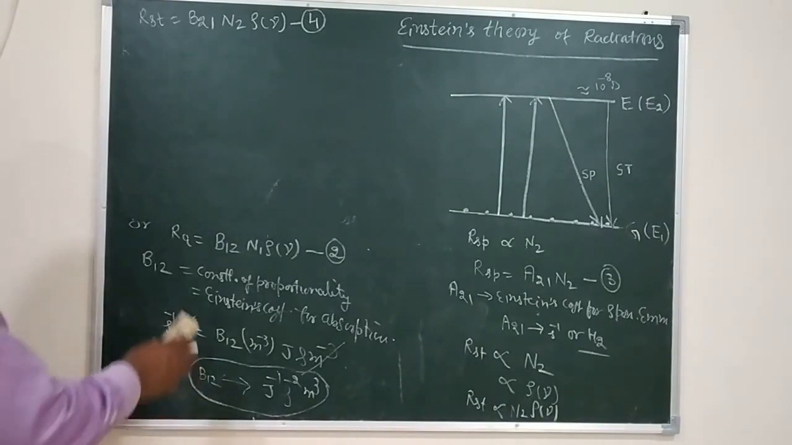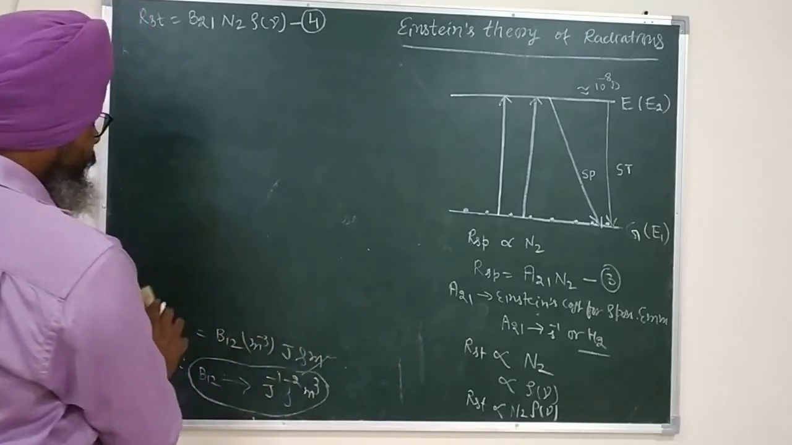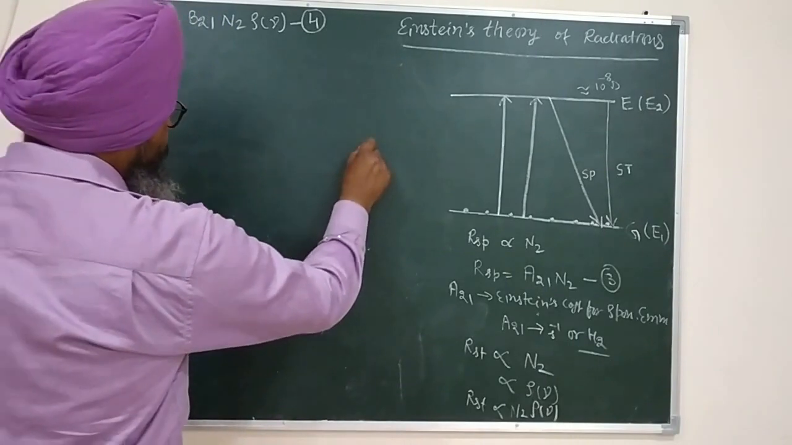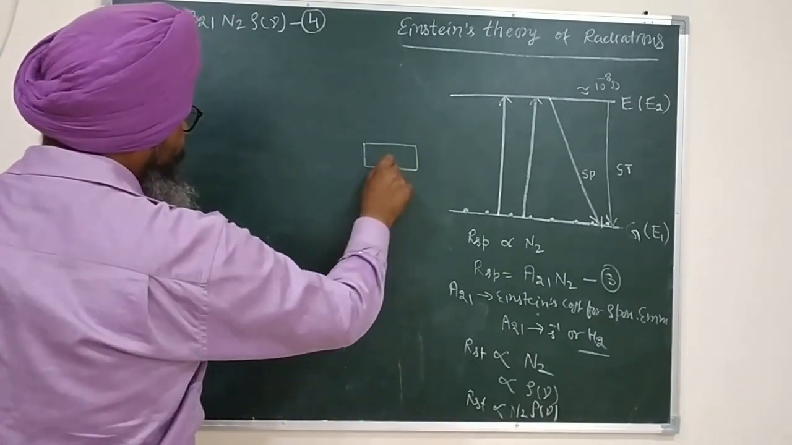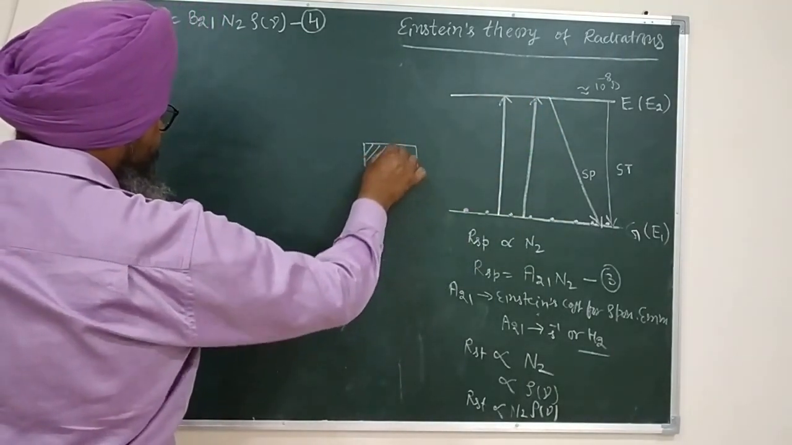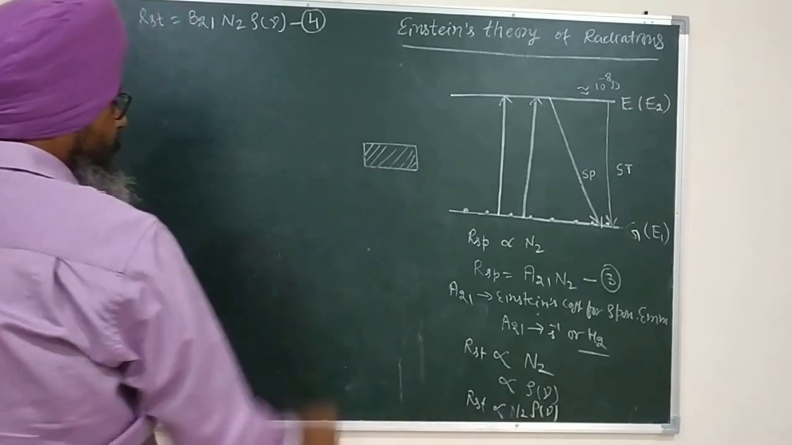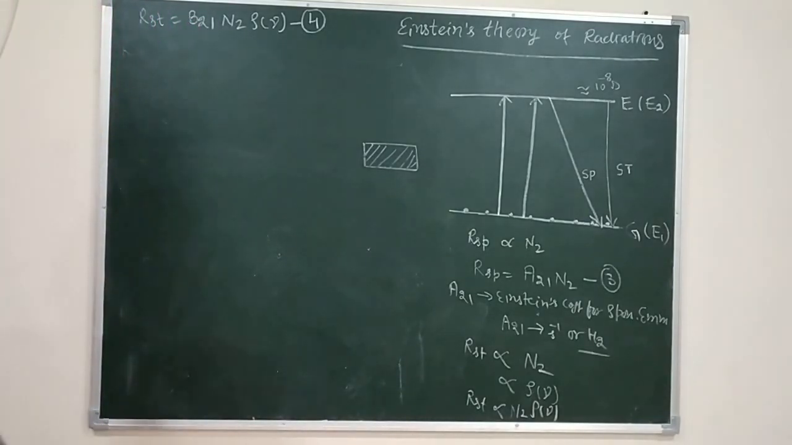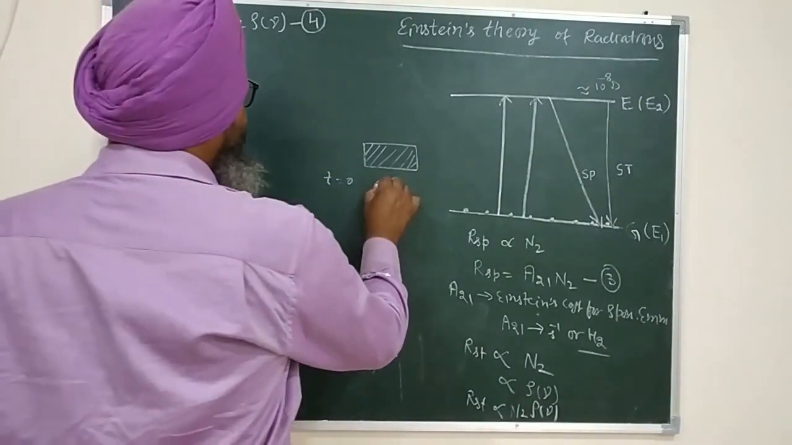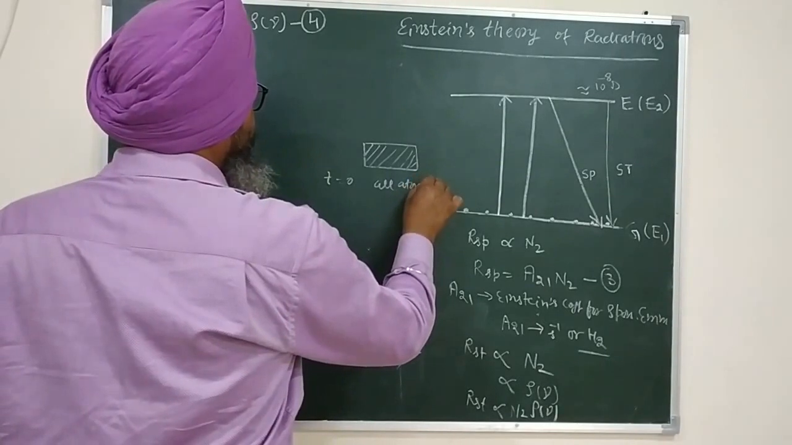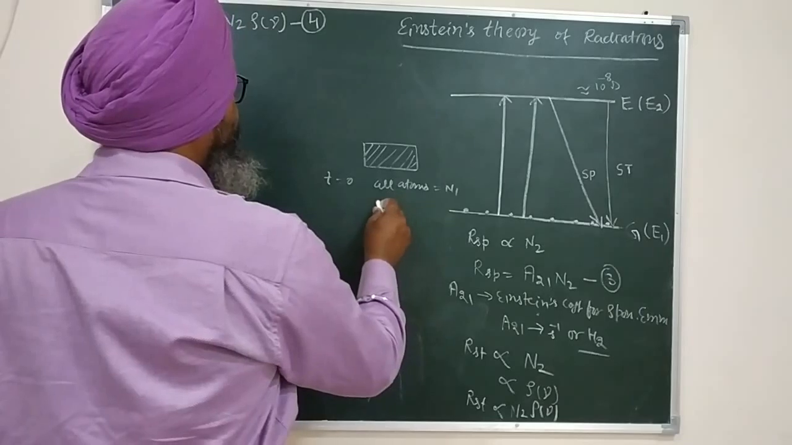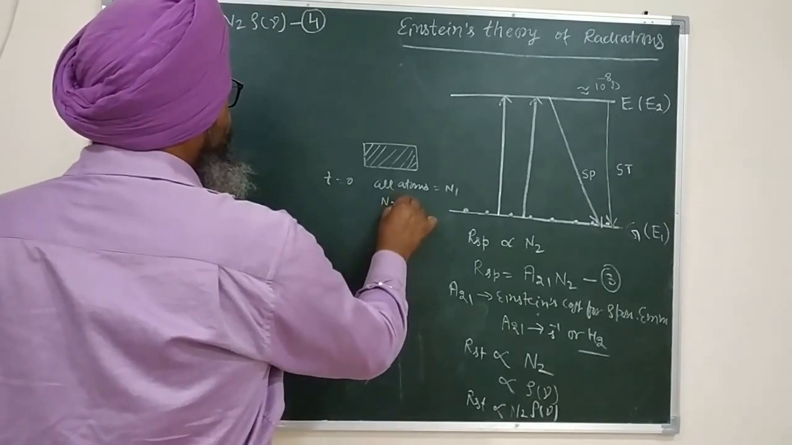Okay, now what we are going to do? For that I am going to give you a small demo. Suppose this is our material. Kindly remember, this is the energy level diagram of the material. Let us say this is the sample of the material. It contains a number of atoms. Initially at t is equal to 0, when we started the process, all atoms were in the state n1. So n1 was maximum and n2 was 0.